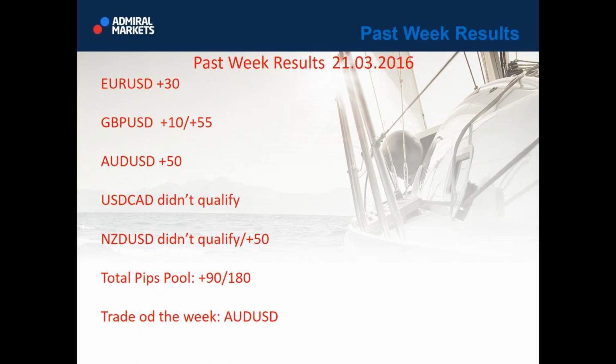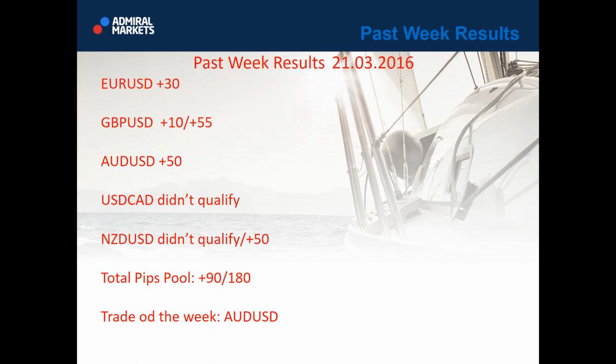Euro dollar was good for 30 pips. Pound dollar was good for either 10 or 55. I personally closed my trade after 10 pips as I have advised. As you remember, I advised it on Twitter, but some people told me they made 50 pips. Maximum was 55. Australian dollar was good for 50 pips.